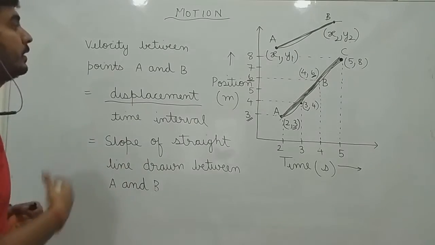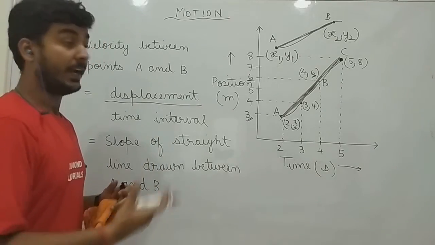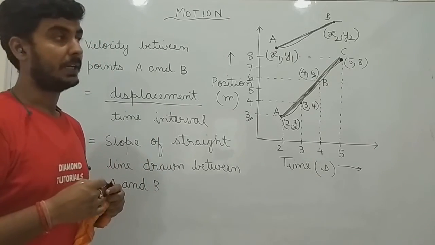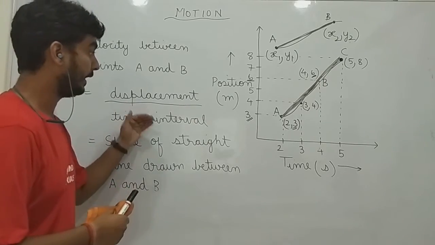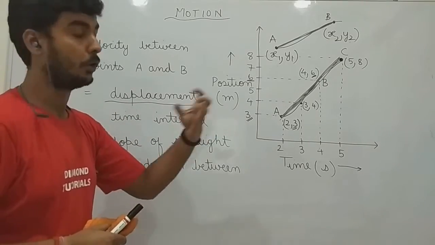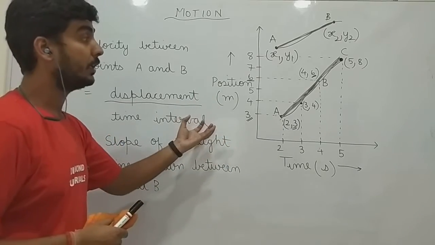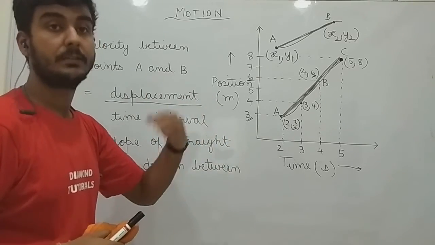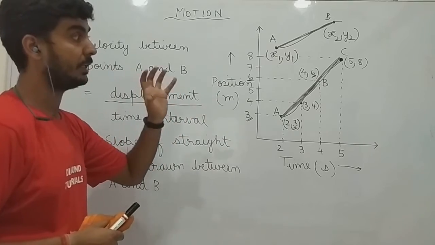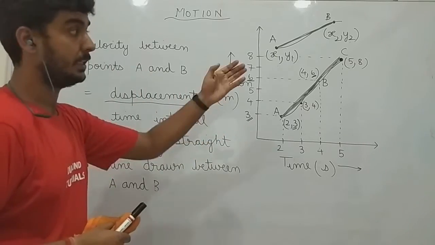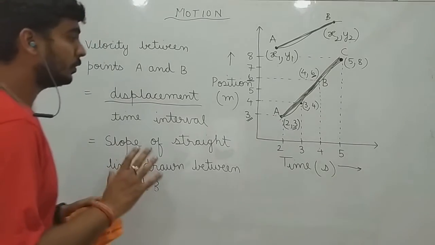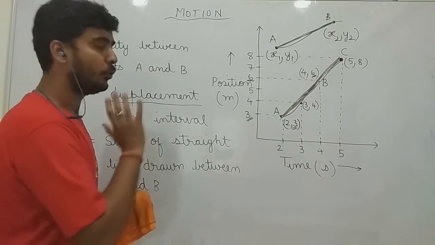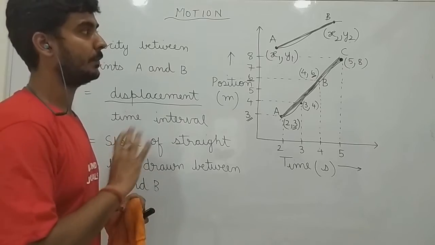So this is how you can find velocity from a position time graph, and what the formula which we have used to find velocity from the position time graph actually represents. It represents the slope of a straight line. Now this is about velocity from the position time graph.